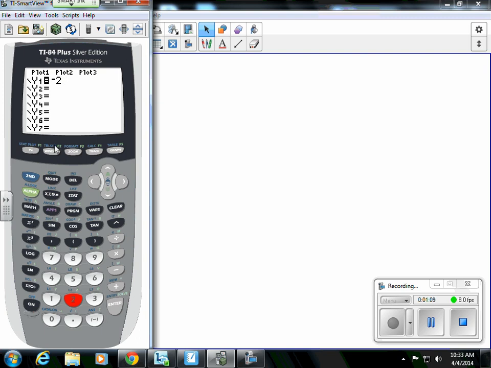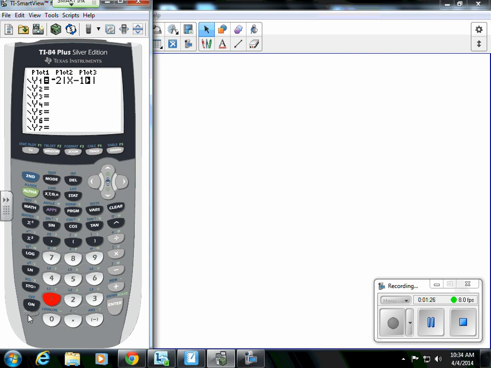So I'm going to go to negative 2, again go to math, cursor over to number, choose number 1 for absolute value. We'll put in there x minus 1.